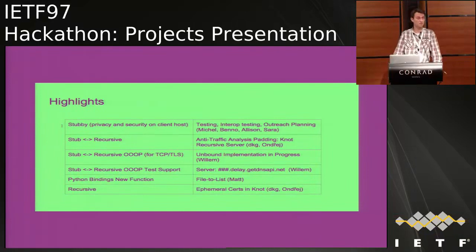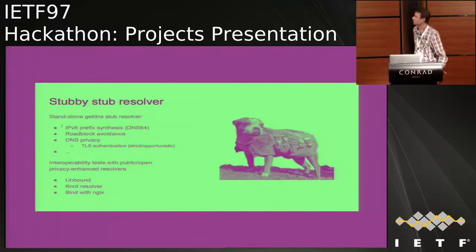Out of order processing, we'll come to that later in more detail, because now it's probably not very clear. Python bindings to new functions we introduced in our library, the getDNS library. And in the recursive resolver, we introduced ephemeral certs, added by Andre and DKG. So Stubby, the stub resolver. This is not new. People already worked on the stub resolver in previous hackathons. It's a modern stub resolver.